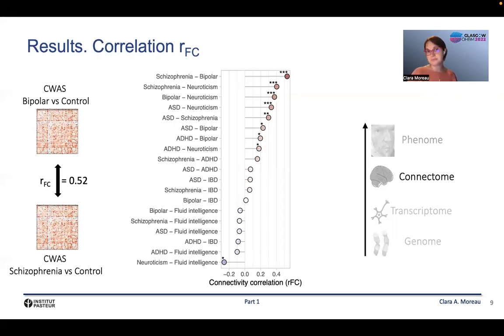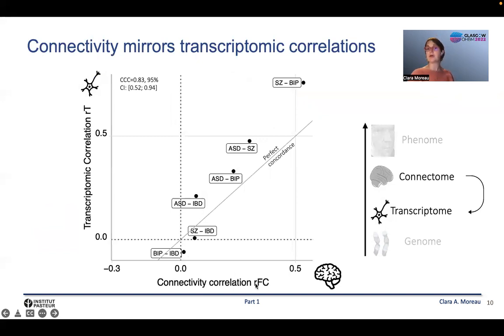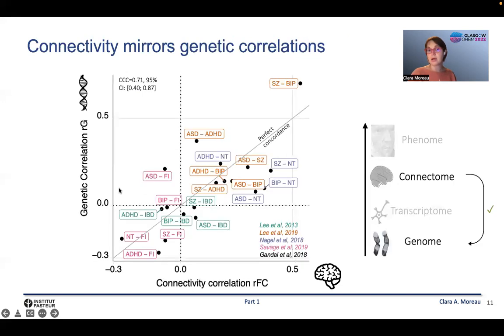So we saw significant correlations between schizophrenia and bipolar conditions, for example, schizophrenia and neuroticism, etc. So we wanted to know if this correlation at the connectomic level could be similar to previously established correlations. And it was the case if we compared our connectivity correlation and the one established at the gene expression level, but we only have a few dots. But it was also the same, with 20 dots now, with the correlation established at the genetic level, so with GWAS, common variants. So for example, the correlation observed between schizophrenia and bipolar at the connectomic level was similar to the one observed at the genetic level.